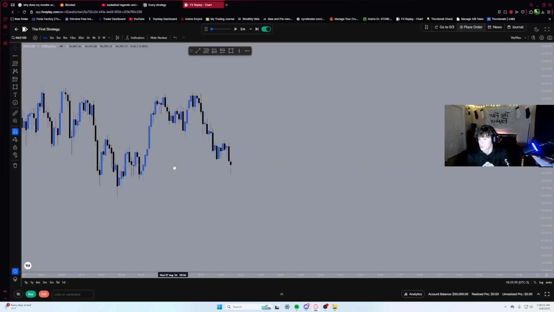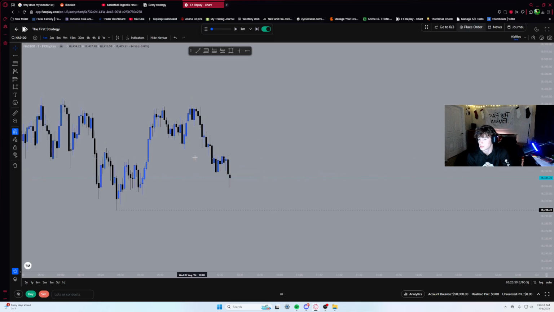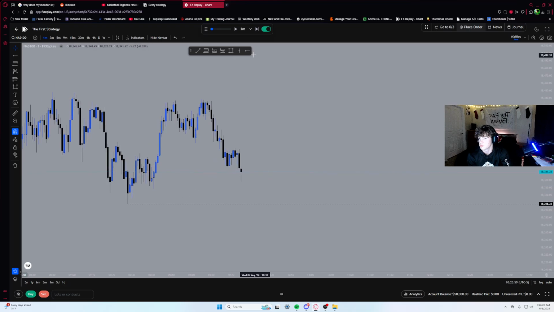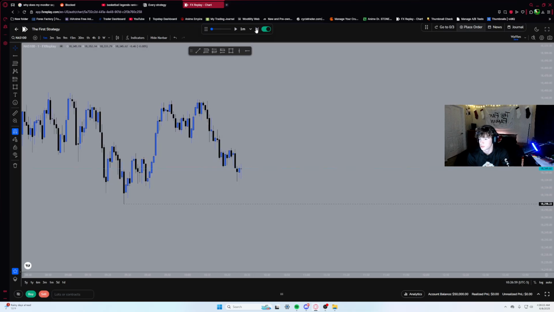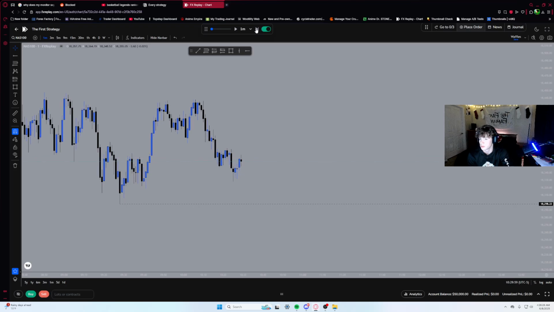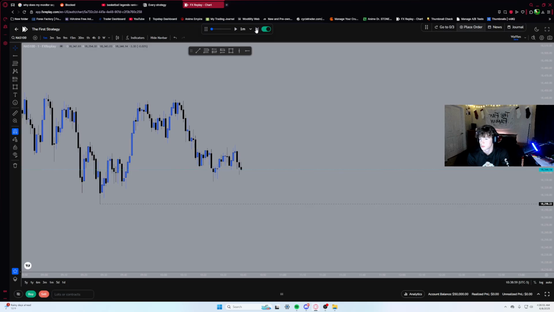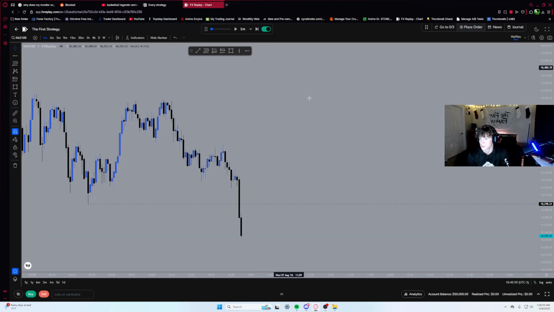Alright, we hit this order block. We have this low that we could be wanting to chase. Let's see if price retraces to it or not. It doesn't look like it will. I want it to break structure and then I'll enter for a long. Alright, cool.